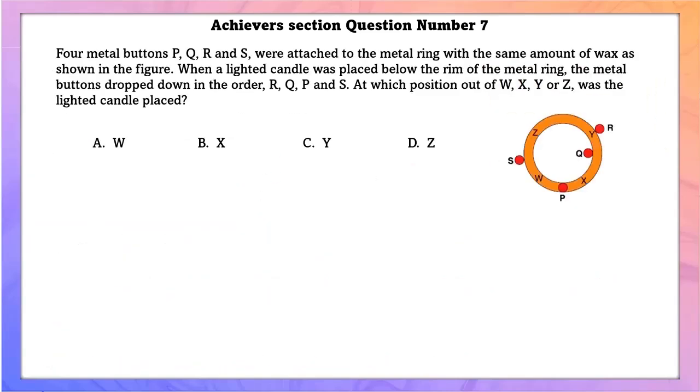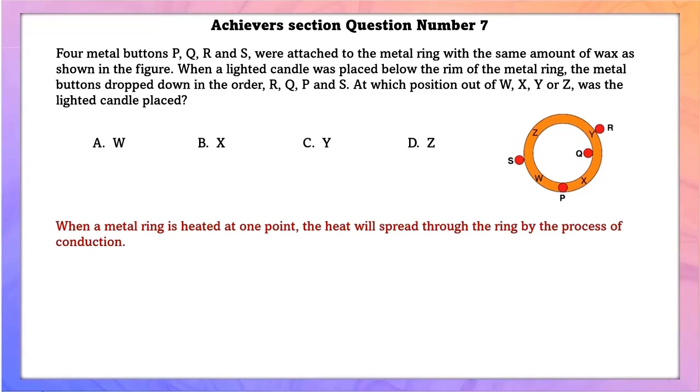Achiever section question number 7. 4 metal buttons P, Q, R and S were attached to the metal ring with the same amount of wax as shown in the given figure. When a lighted candle was placed below the rim of the metal ring, the metal buttons dropped down in order R, Q, P and S. At which position out of W, X, Y or Z was the lighted candle placed?